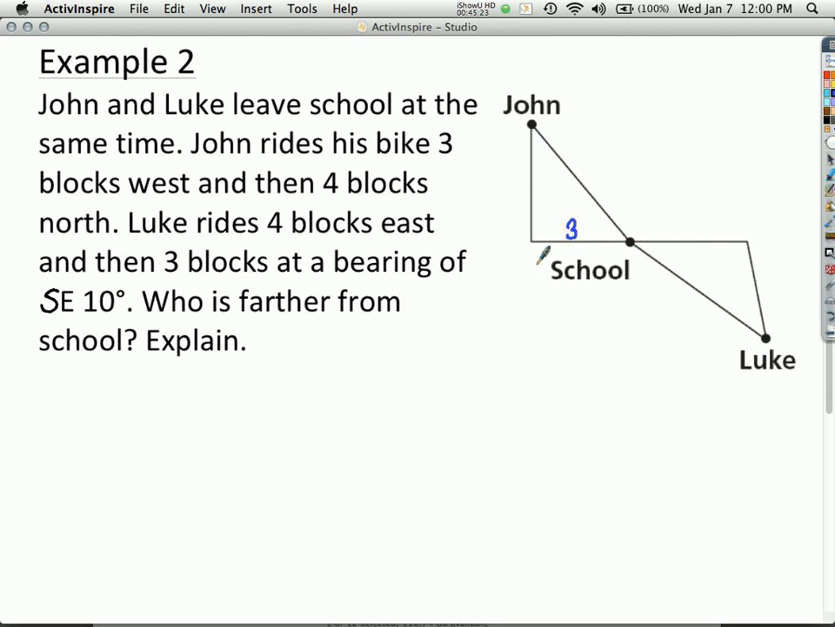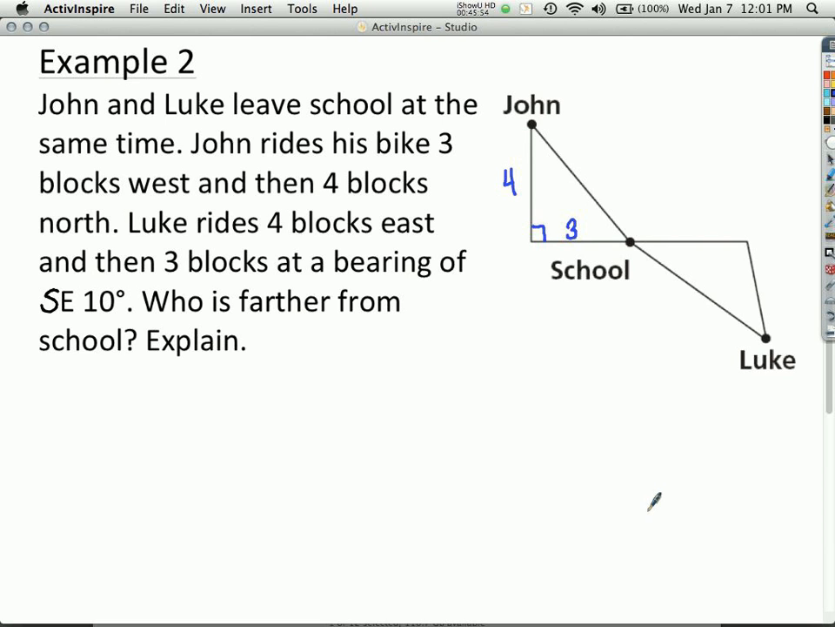Then he turns, sometimes they'll say due north, meaning perfectly north. So he turns perfectly north and travels 4 blocks. What can you tell me about this right here? What can you tell me about that, Kamoy? Yeah, see, you know what you're talking about.